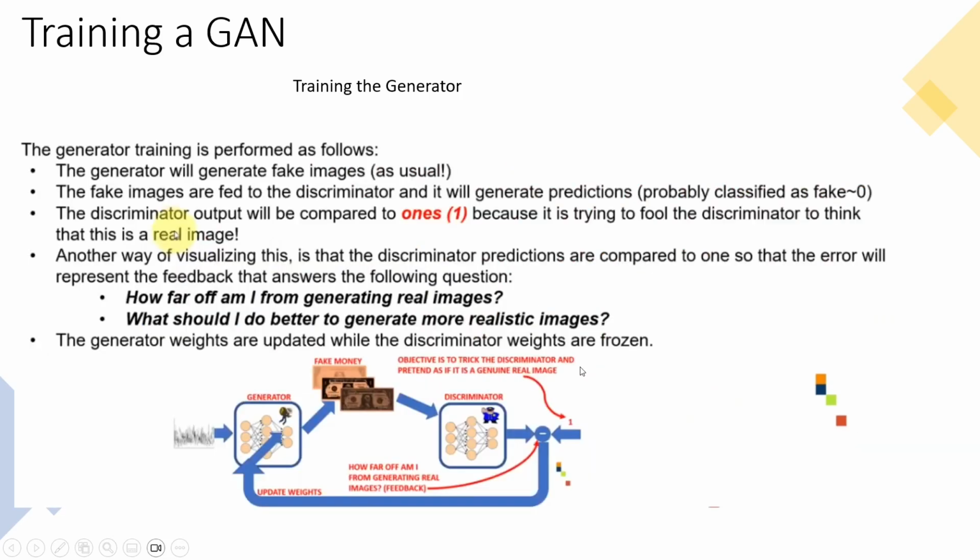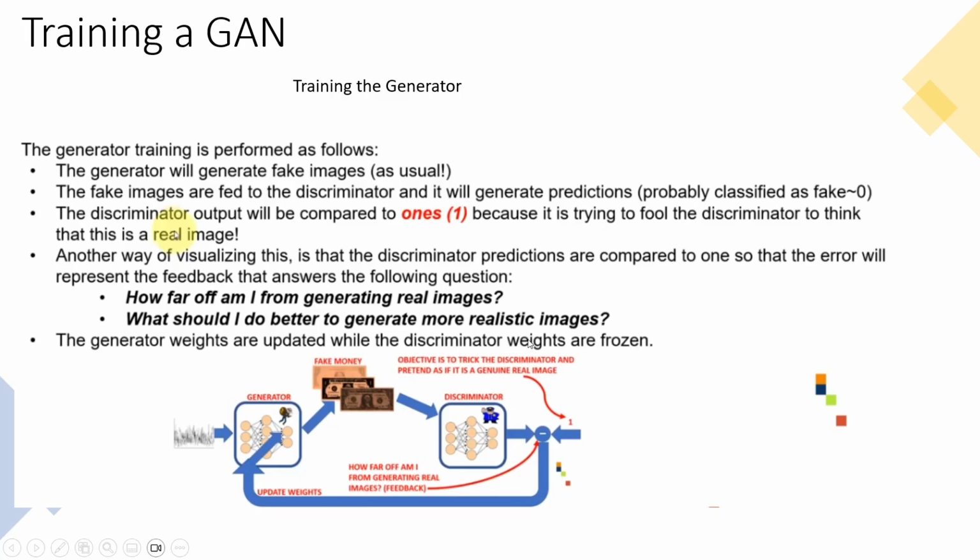So the generator training is performed as follows. The generator will generate fake images. That's the same loop as with the discriminator. The fake images are fed to the discriminator and it will generate predictions or probabilities. The discriminator output will be compared to ones because the generator is trying to fool the discriminator to think that this is a real image. And then the generator weights are updated while the discriminator weights are frozen.